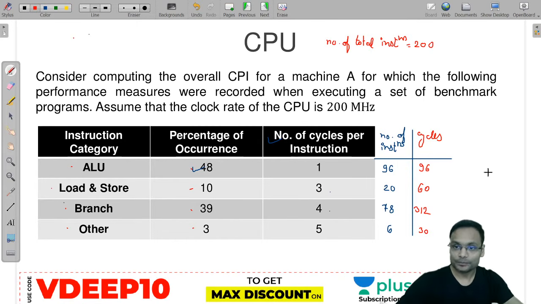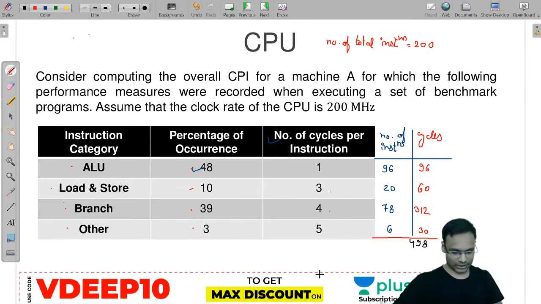Fine. Now tell me, total number of cycles will be how many to execute all the 200 instructions? Total cycles, can you calculate? 498. 498 number of cycles I am getting. Can you confirm it? 498 is correct or not? So 498 number of cycles are required to execute 200 number of instructions.